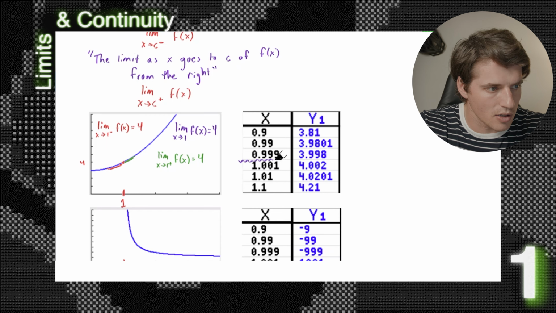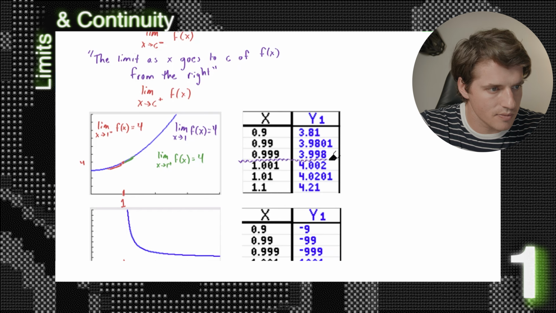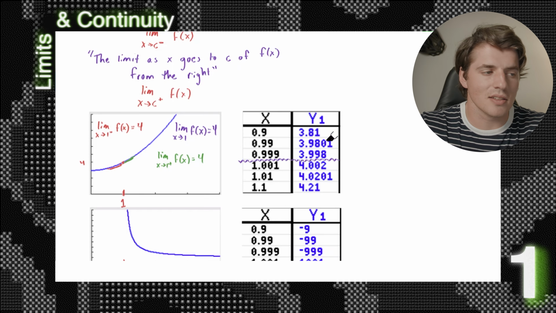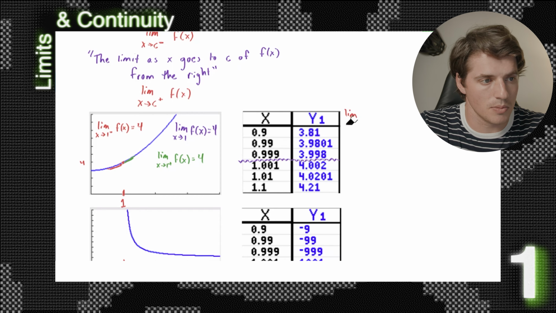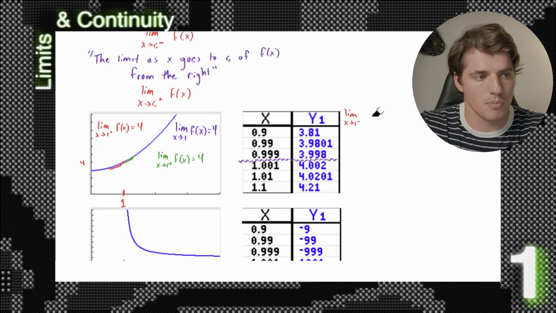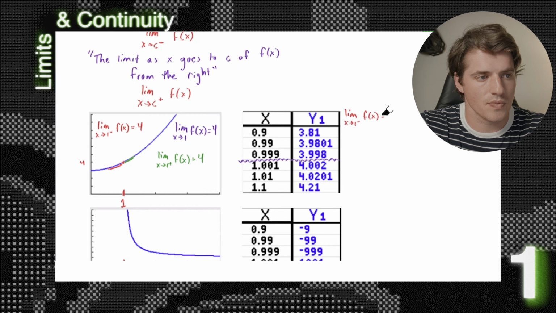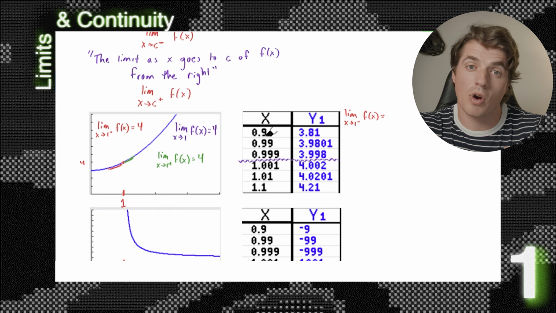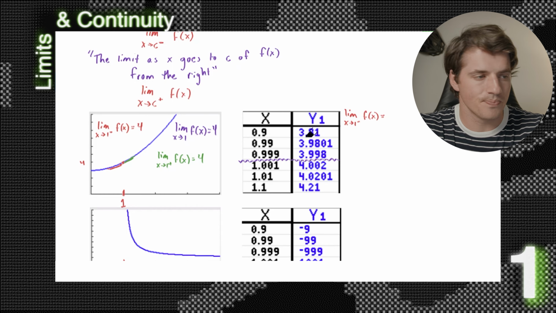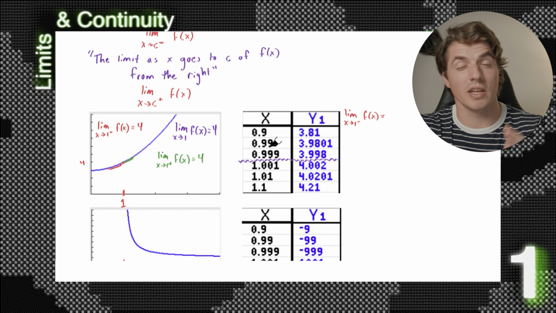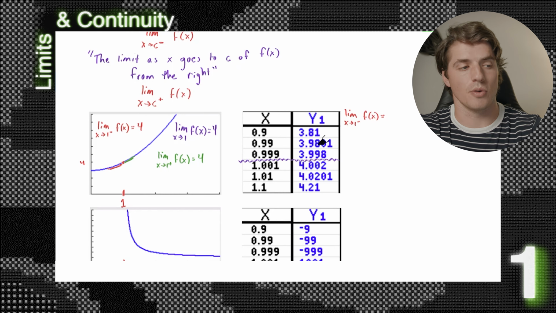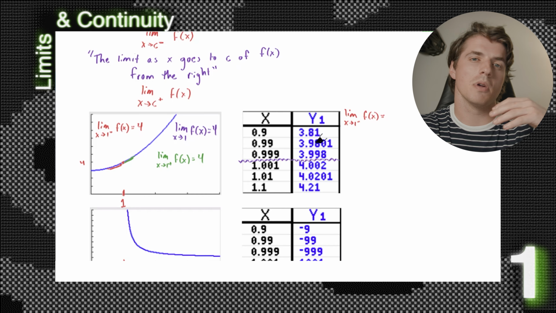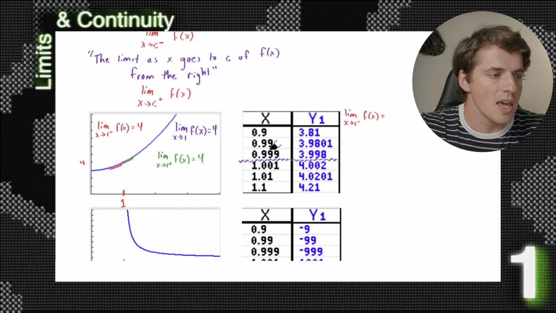So if we look above this line, this would be basically the same thing we did earlier. We did the left-sided limit, the limit as x goes to 1 from the left of f of x. And we notice, okay, we're at 0.9, we're at 3.81. We go to 0.99, we're getting closer to 1. We're at 3.98. We've gotten closer to 4. I don't know if I'm going to 4, maybe I'm going to 4.1, I don't know yet.